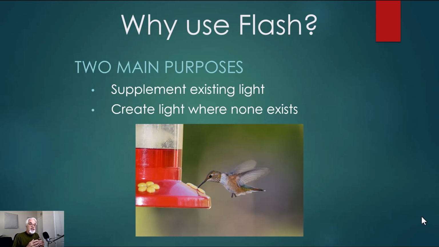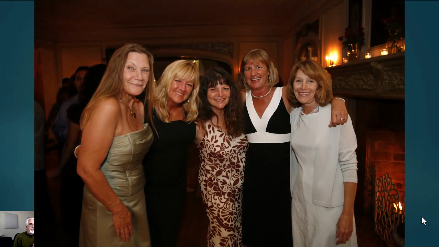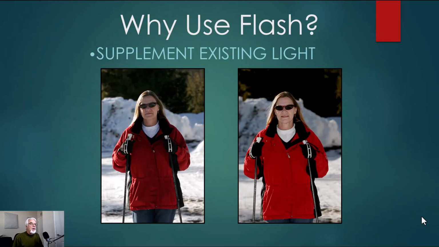And then another example is where you're creating light where none exists. For example, you're photographing a party at a dark nightclub. You want to take a couple pictures with your camera of your friends, and there's not enough light in there to take a picture. So you use flash to add light to your people. So that's what we're going to talk about now.